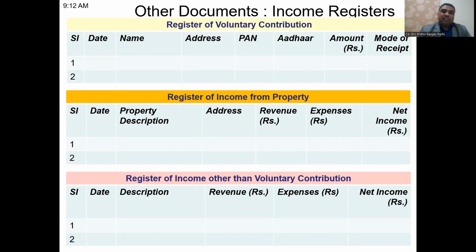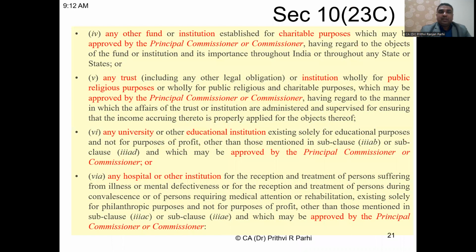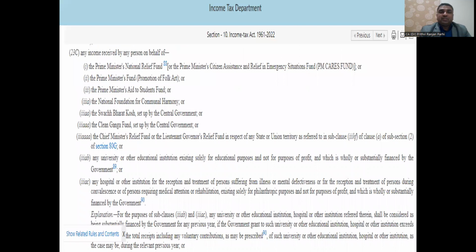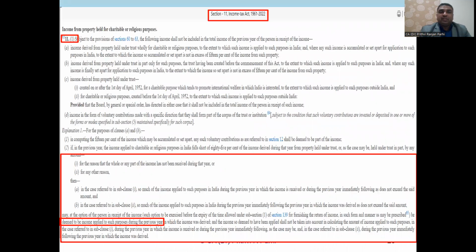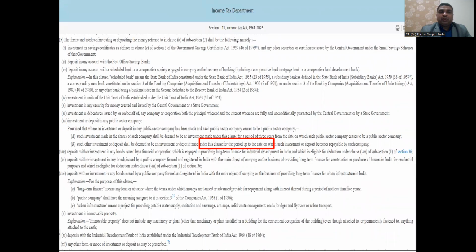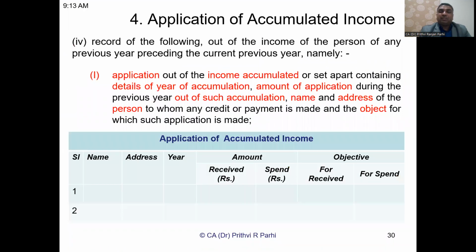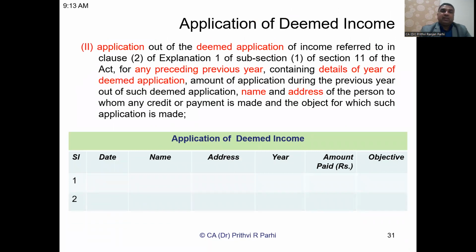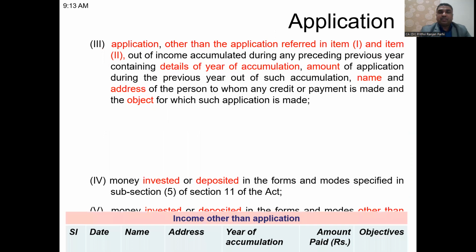This notification itself explains the content of these records, so you can design your format. Right. So this is another format, application of income. One can go through it. Then I'm showing you some other format, application of accumulated income. Just have a look. Records can be kept in this format. This is application of deemed income; that also can be kept in this format.